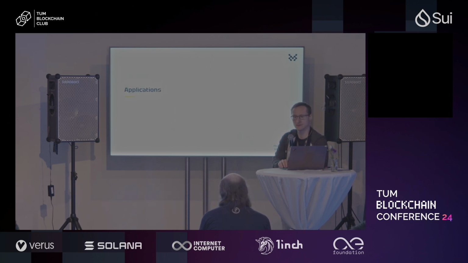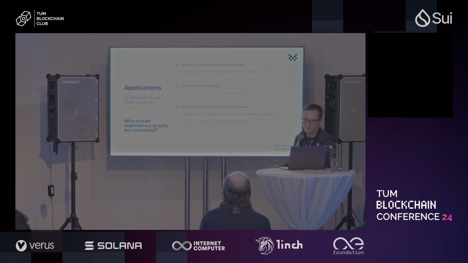Right, so I think I might have run out of time, or okay. So then maybe some additional applications. We are in this heterogeneous chain system, and we can use these dependency graph models to optimize our ordering, as I showed you with that first example. And you can use it to better predict finalities and identify the least latency-impacting ordering.